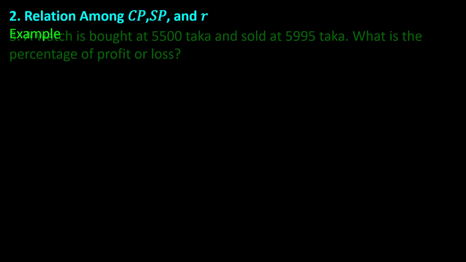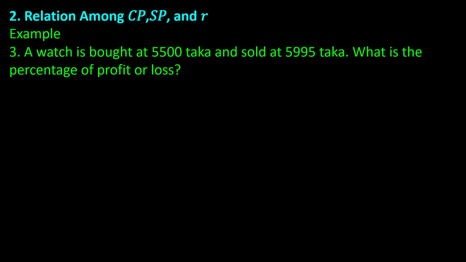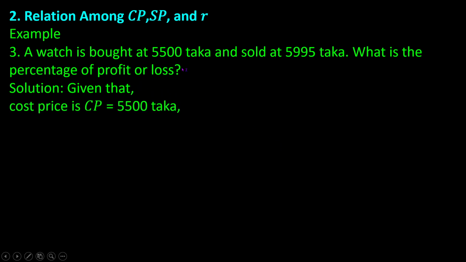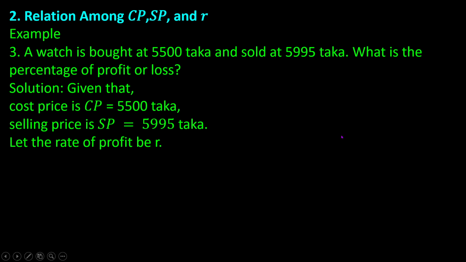In the next example, a watch is bought at 5500 taka and sold at 5995 taka. What is the percentage profit or loss? First of all, I write the given information. The cost price is 5500 taka and the selling price is 5995 taka. We have to find out the percentage profit or loss, that means the rate of profit or loss.